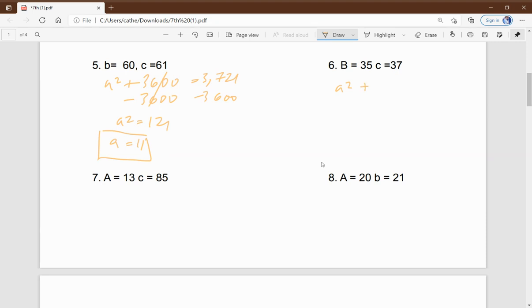a squared plus b squared. So I have to multiply 35 by 35. You get 1,225. And that equals 37 times 37, so that'd be 1,369. Subtract this from both sides. A squared would be 144. So if we square root 144, you get 12.